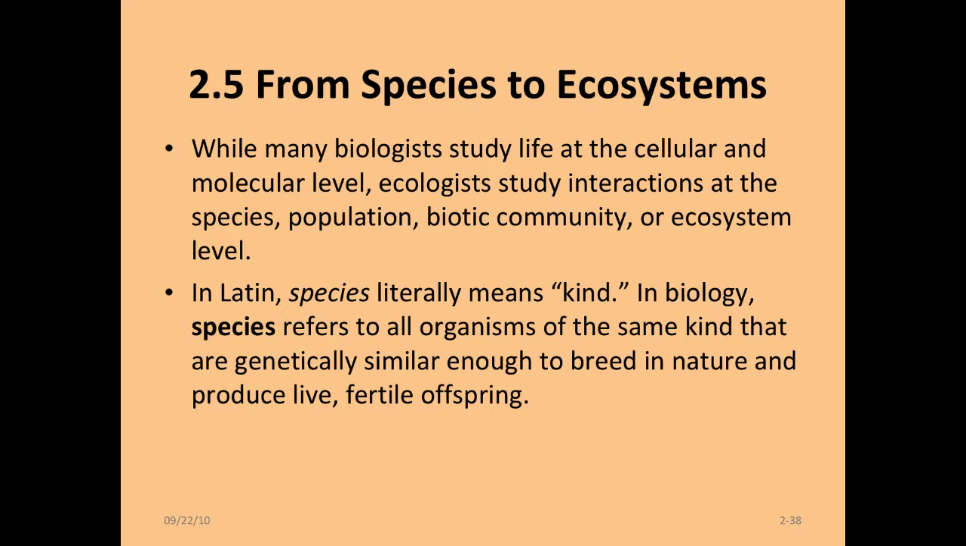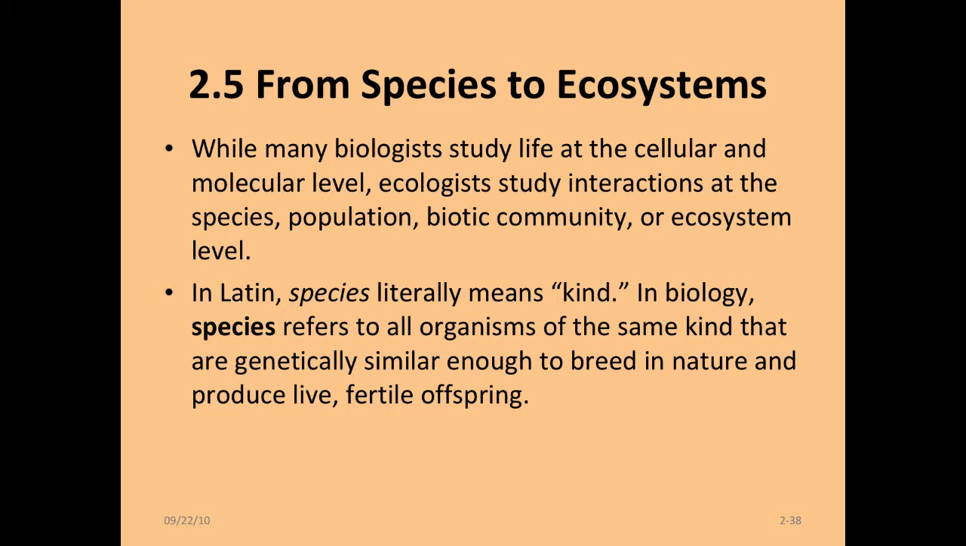And of course, you have to be able to understand the different types of species that there are. And so here we see what species really means. In biology, species refers to all organisms of the same kind that are genetically similar enough to breed in nature and produce live, fertile offspring. And that's really the key part right there, is that species have to be able to produce live, fertile offspring, meaning offspring that can then themselves produce offspring later on.